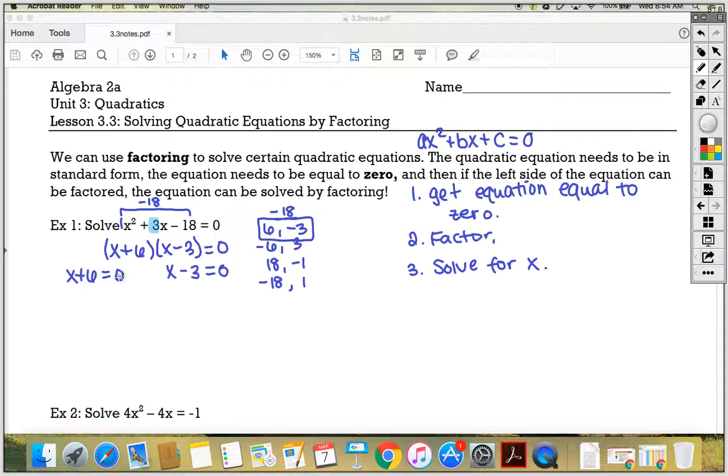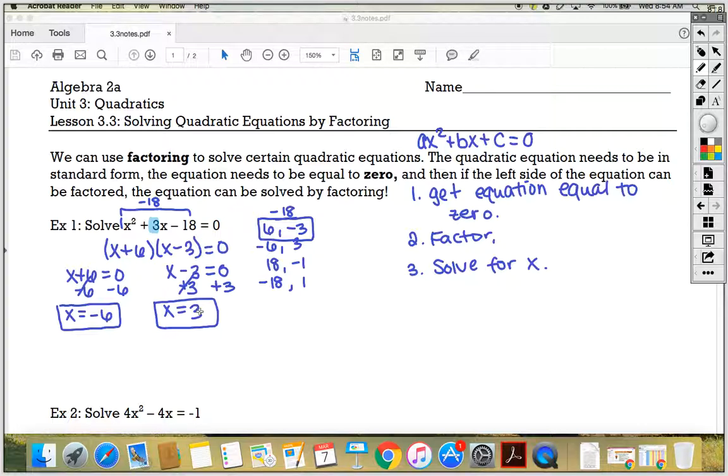If I'm solving this first equation for x, I would need to do the opposite and subtract 6 from both sides. X comes down, 0 minus 6 is negative 6. So here's one of my solutions. This one, if I have negative 3, I'm going to add 3 to the other side. X comes down, 0 plus 3 is positive 3. Here's my second solution.